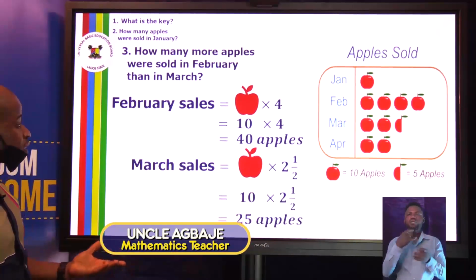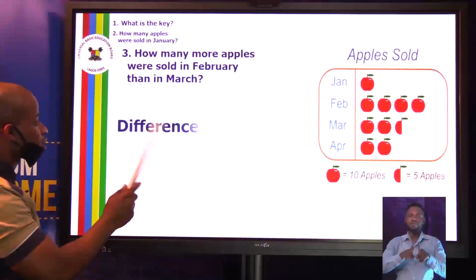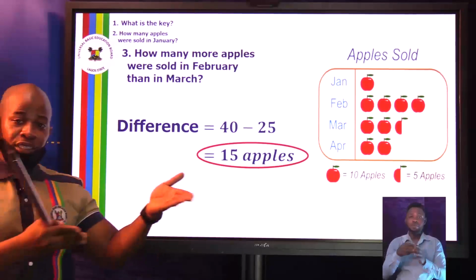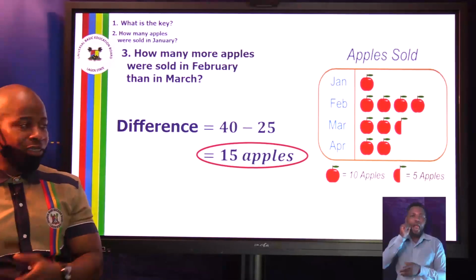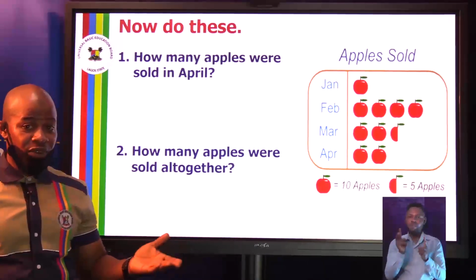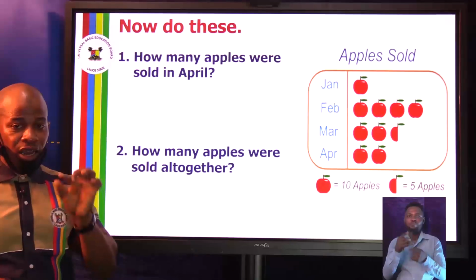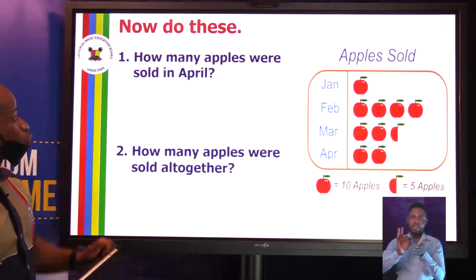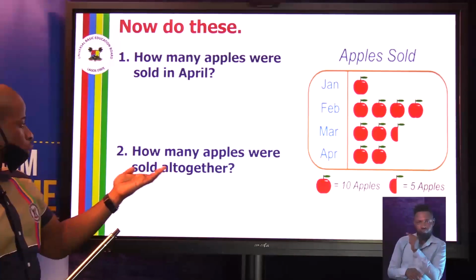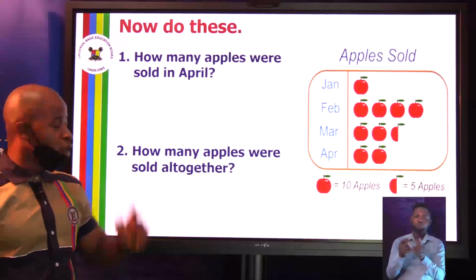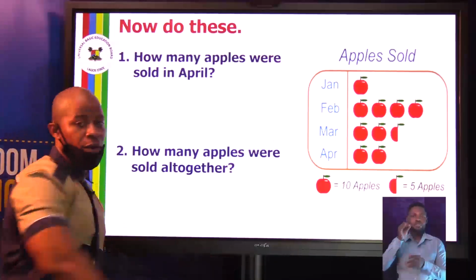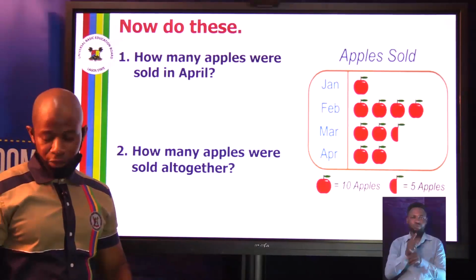So what is the difference between these two? The difference is 40 minus 25, and that is 15 apples, which means that February sales are 15 apples more than March sales. Working with pictograms is actually very, very easy. All you need to do is look out for the key and count the data. Now I want you to do this. How many apples were sold in April? It's right there on the board. How many apples were sold altogether? It's also right there on the board. And do not forget that one image means 10 apples. Half of the image means 5 apples. You have just 1 minute, my friend. Begin.